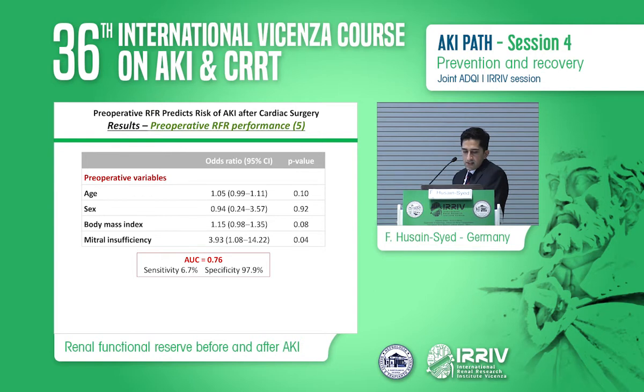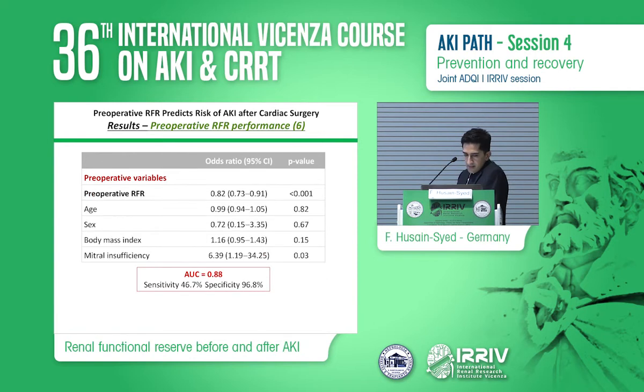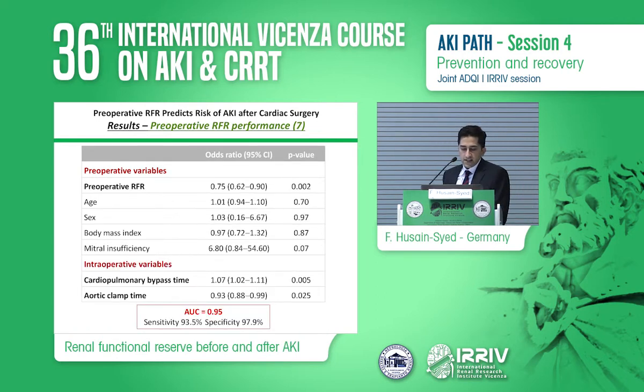So regarding the multivariate analysis, well, the traditional factors like age, sex, body mass index, they predicted AKI quite good, 0.76, but however, the low sensitivity. And when we added the preoperative renal function reserve, the model improved significantly. And when we then finally added intraoperative variables like cardiopulmonary bypass time or the clamp time, the ROC curve improved to 0.95. So the preoperative renal function reserve works pretty well, at least in our pilot study, and it's even better than any other scoring system that we have nowadays in cardiac surgery to predict any AKI.